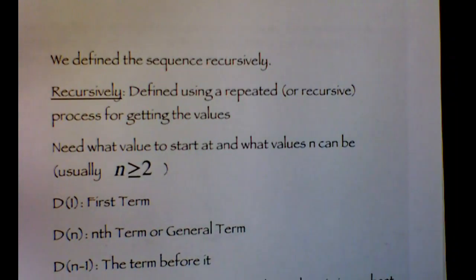We define this sequence recursively. The definition of recursively means defined using a repeated or recursive process for getting the values. You need to know what value to start at and what values n can be. Usually, we'll write n is greater than or equal to 2, because if we want to use the step before it, and there's no step 0, we can't start with the first step.